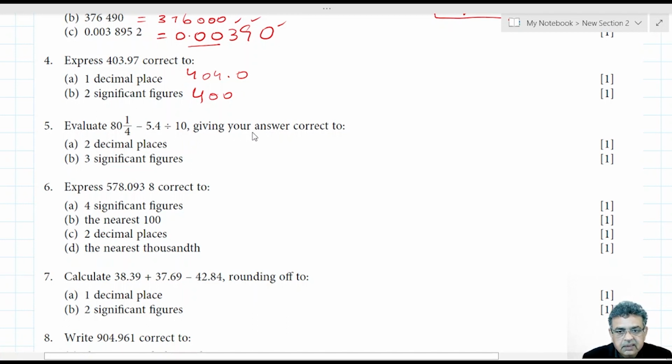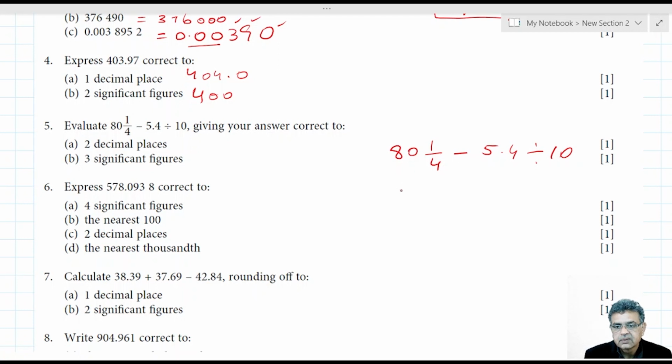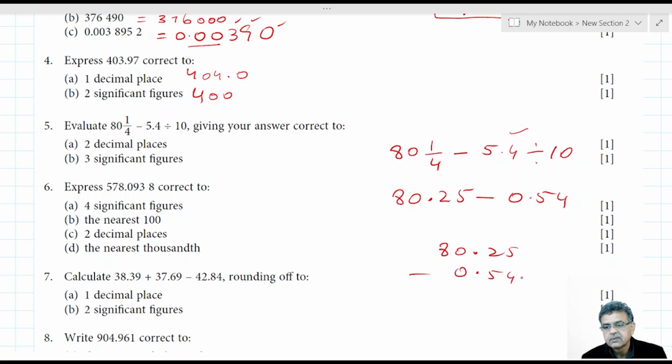Okay, evaluate this giving your answer correct to two decimal places and three significant figures. So the number is 80 whole 1 upon 4 minus 5.4 divided by 10. Since this one is in decimals, let's change this one into decimal as well. So that will be divided by 10, that will be 0.54. Now subtracting this number from here, 80.25 minus 0.54.